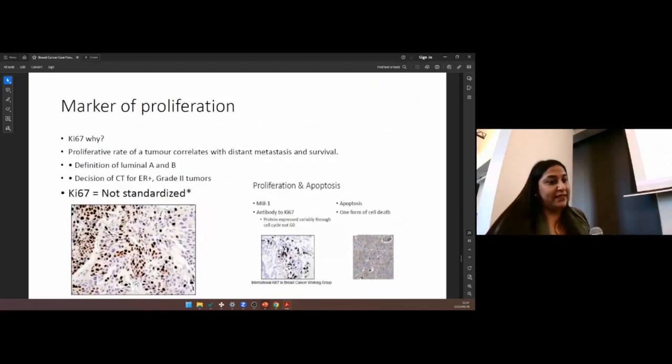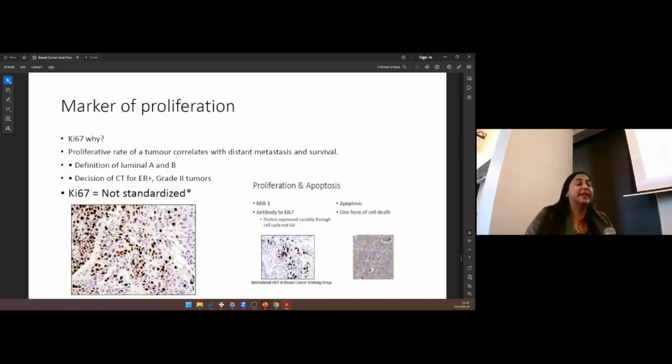Oh, right. And then the Ki-67. So why do you do it? Well, it's very important to find luminal A, luminal B, and it also is in terms of grading for a tumor. It's not standardized.